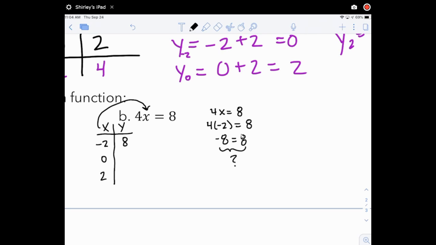Now let's try to input a 0. So 4 times 0 equals 8. 0 equals 8. That doesn't make sense. But my right side is still telling me that I'm equal to 8. Okay, let's try the next one. 4 times 2 is equal to 8. And then I get 8 is equal to 8. Okay, well, that one makes sense. My y value is still equal to 8. This isn't right.